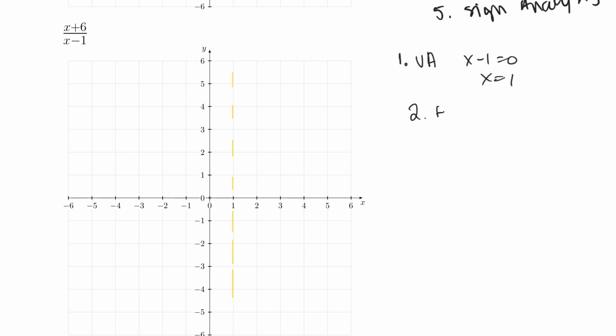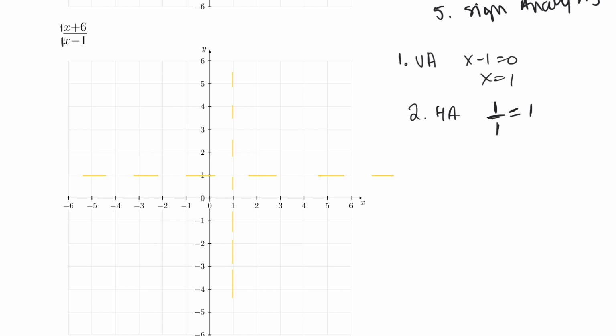Now let's evaluate if we have horizontal asymptotes. For horizontal asymptotes, we compare the powers of the numerator and the denominator. In this case, these two powers are equal. What that means is that we divide the coefficient of the numerator, the coefficient being whatever is multiplying the highest power, and the coefficient of the denominator. So 1 over 1 is equal to 1. So y equals to 1 is our horizontal asymptote.